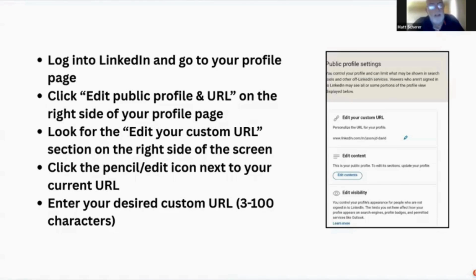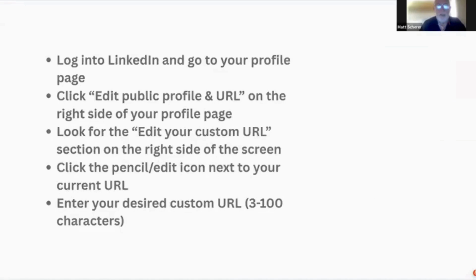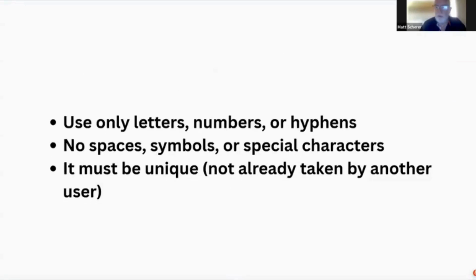Enter the desired custom URL, 3 to 100 characters. If you have 100 characters, I'm going to have a long talk with you, but I think it's about 10 to 15 very targeted pieces or words. I'm going to show you an example in just a second, but let's just go over one more rule set. You can only use numbers, letters, or hyphens, no spaces, no symbols, or special characters. And that means Dan Collins can't be part of that. It must be unique, not already taken by another user.